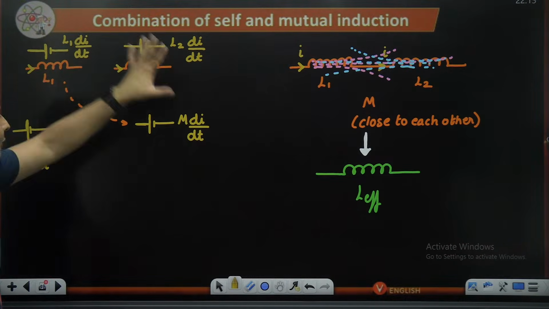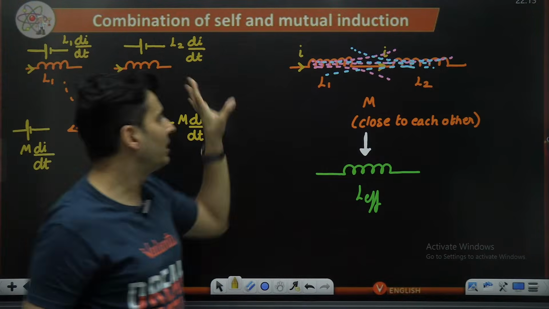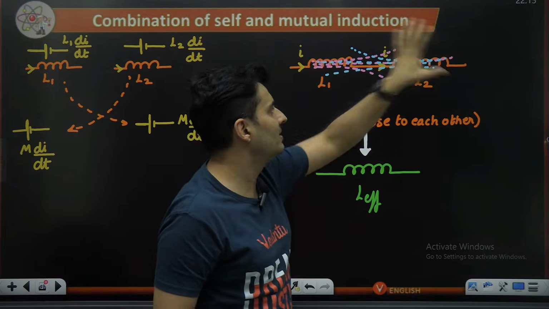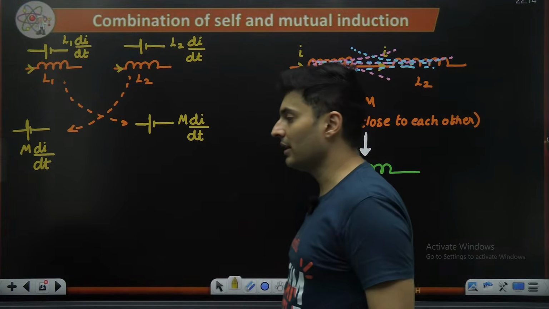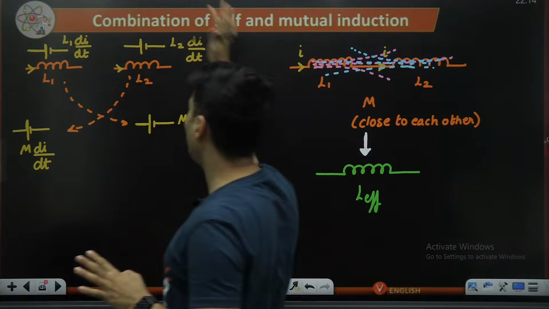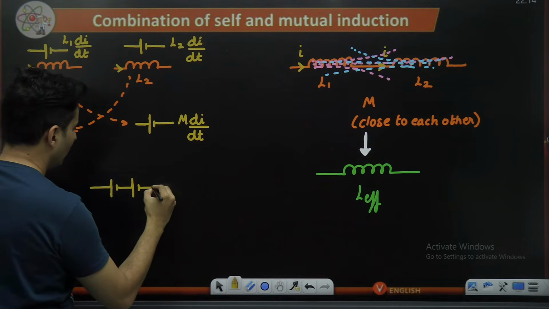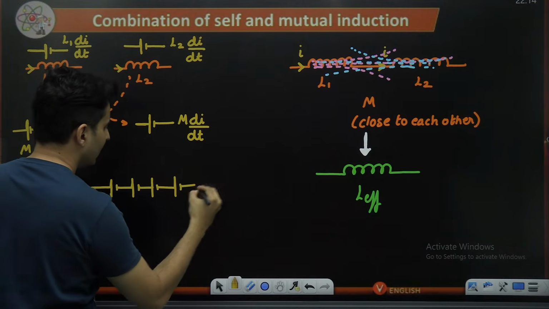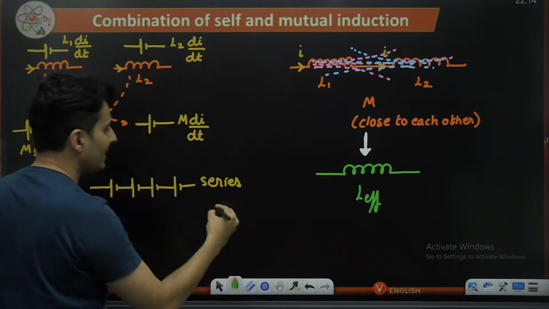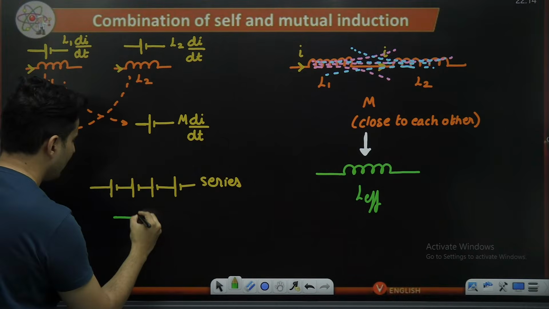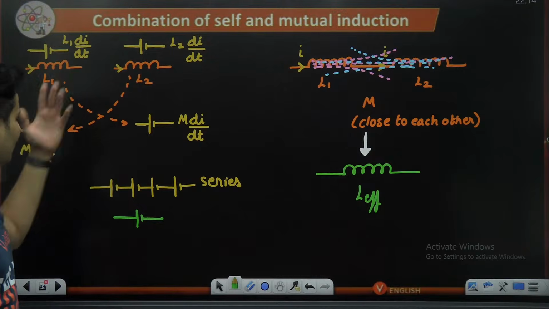So now we have 4 batteries, 2 due to self, 2 due to mutual. Mutual why? Because this will affect this, and this will affect this. Both of them will oppose the increase of the current in the same direction. So if you combine all of these, you have now 4 such batteries in series, which have to be combined into one single battery for the effective inductance.